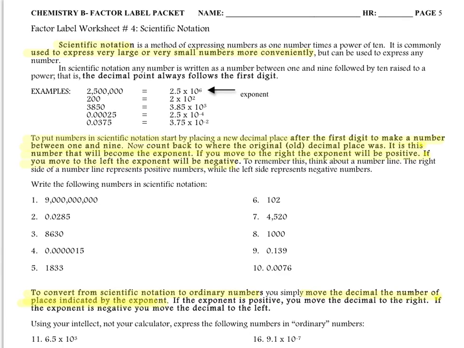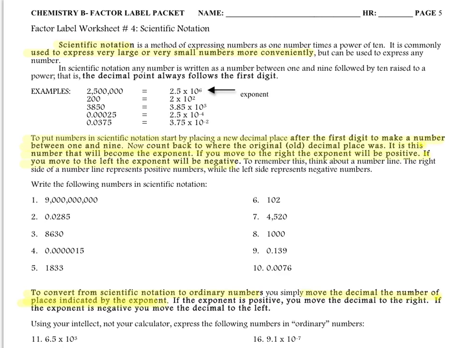This is worksheet 4 of the factor label packet, and in this worksheet we are going to learn how to put numbers in something called scientific notation. Again, this is really a math skill, and some of you may have learned this in a math class in the past. So the whole idea of scientific notation is that it is a way for us to write very large or very, very small numbers more conveniently, right?